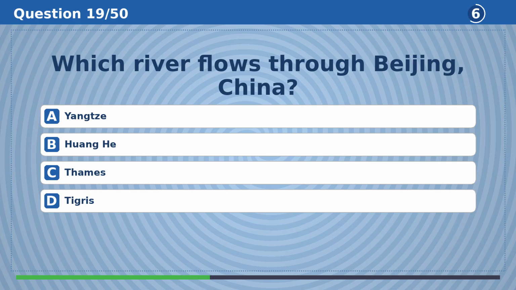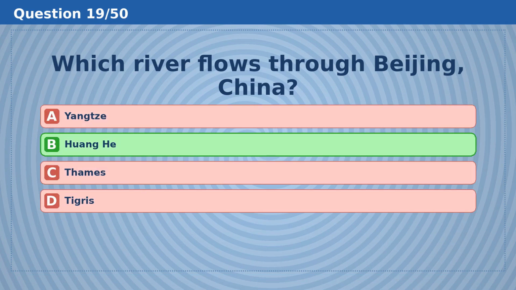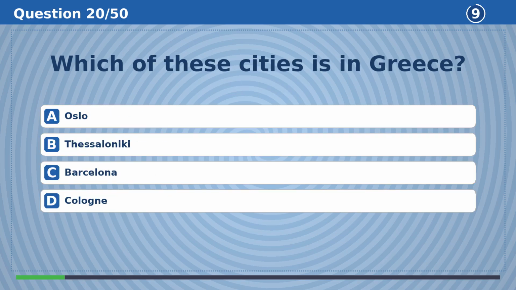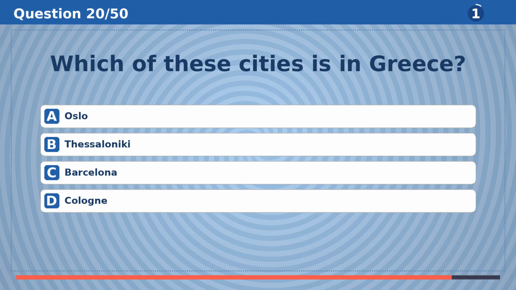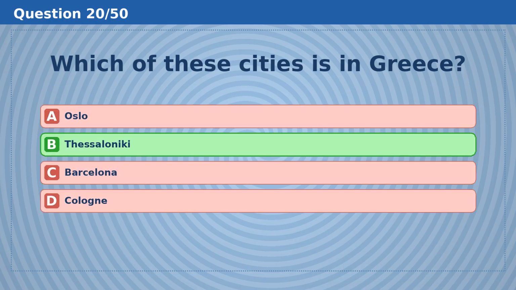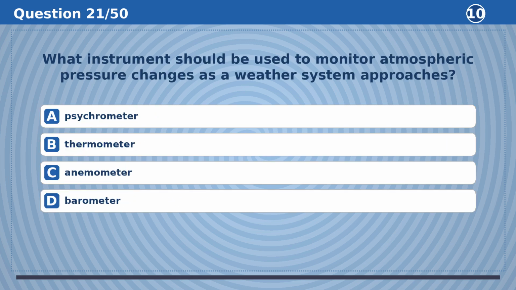Which river flows through Beijing, China? The answer is B, Huanghe. Which of these cities is in Greece? The answer is B, Thessaloniki.